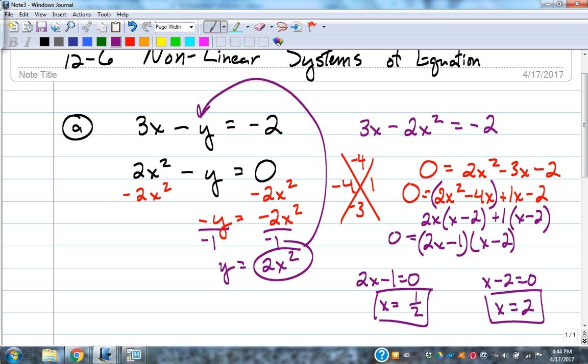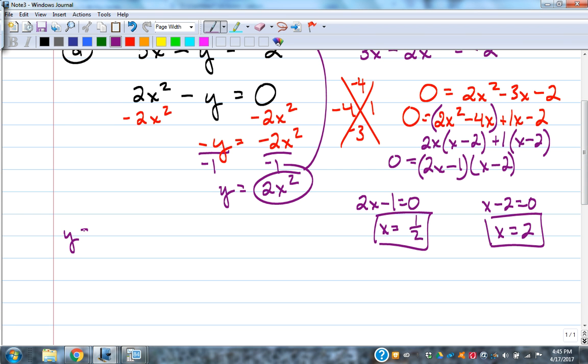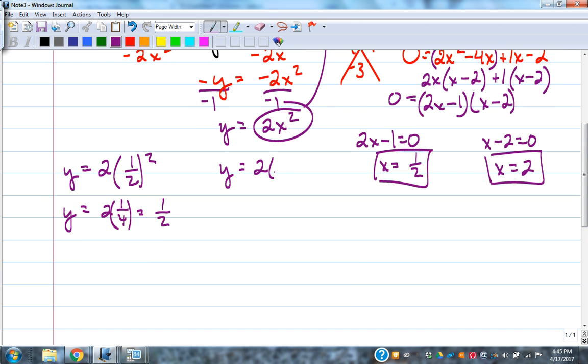I need ordered pairs. I need where's that crossing, the parabola and the line crossing each other. So I need to get the y values to go with it. I've got a nice equation right there in purple that says y equals something. So I can just plug these x's into that and get the y values. So if I plugged in 1/2, 2 times 1/2 squared, that'd be 2 times 1/4, which is 1/2. And then if I plug in 2, that's going to be y equals 8. 2 squared is 4. 4 times 2 is 8. So I get these ordered pairs: 1/2, 1/2, and 2, 8.